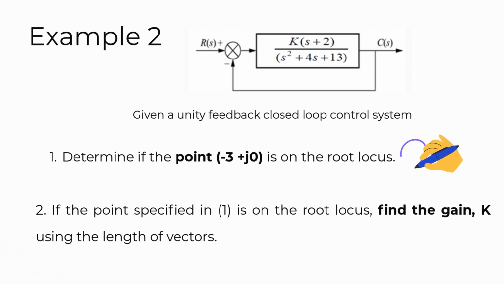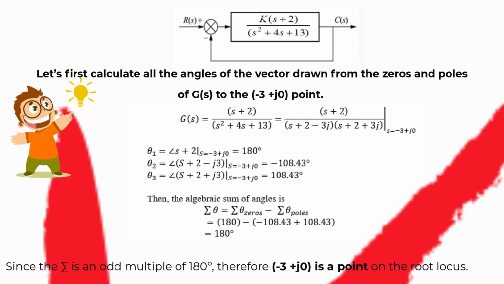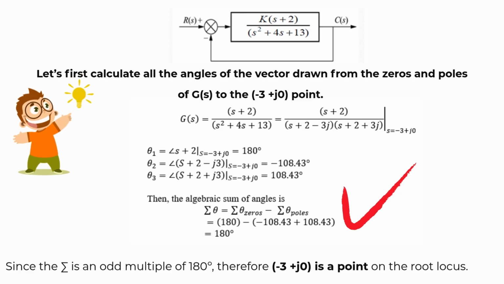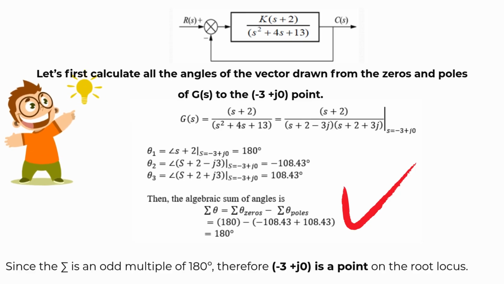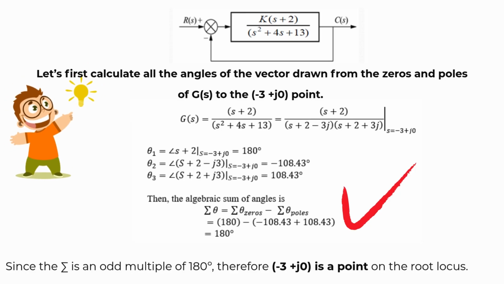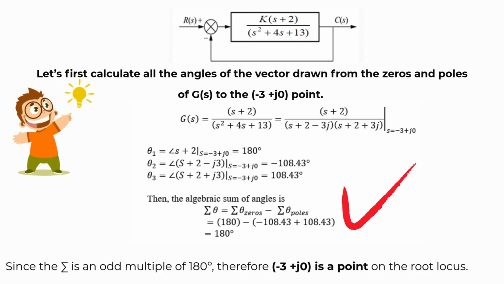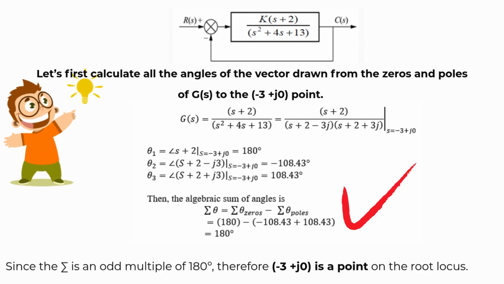Now let's see the second example. Based on the given feedback closed-loop system, determine whether the point -3 plus j0 is on the root locus or not. If the point is on the root locus, then find the gain K using the length of vectors. Firstly, let's calculate all the angles of the vectors drawn from the zeros and poles of G(s) to the point -3 plus j0. Then, sum all the algebraic angles and we get the sum is 180 degrees. Since the sum is an odd multiple of 180 degrees, the point -3 plus j0 is a point on the root locus.